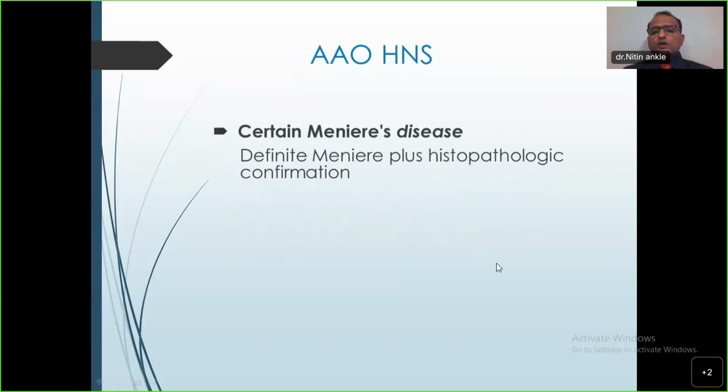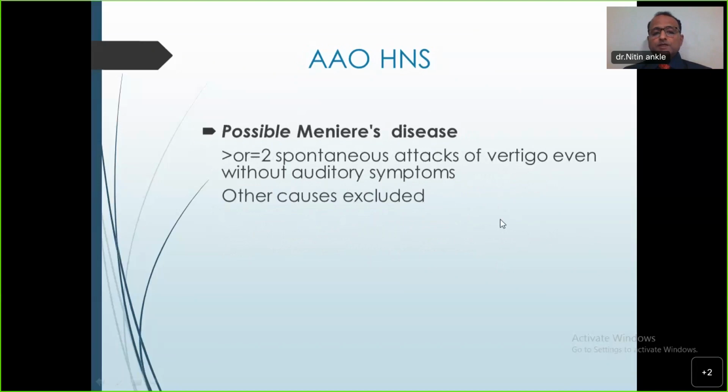Now, certain Meniere's disease is only for theoretical purposes, because this will be definite Meniere's plus histopathological evidence or confirmation. This is possible only after autopsy. So certain Meniere's disease is a terminology only for theoretical purposes, because we come to this diagnosis after the patient has passed away, with postmortem histopathological confirmation of Meniere's disease. Now, possible Meniere's disease. Many times these are the cases which we typically encounter in our clinics and outpatient departments.